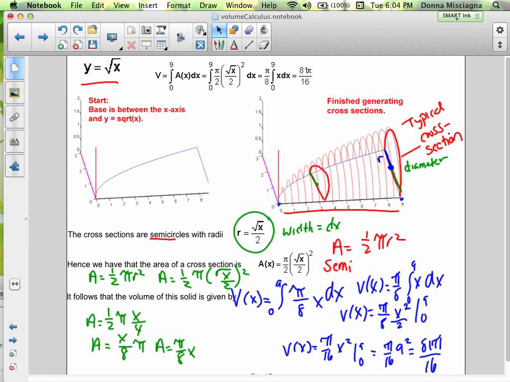Right? The best way to think of it is a loaf of bread, a loaf of Italian bread. And the bottom looks like the square root of x, right? And the top is a semicircle. That's the best way I can describe this one. So the hardest thing about this is just visualizing what this thing looks like.